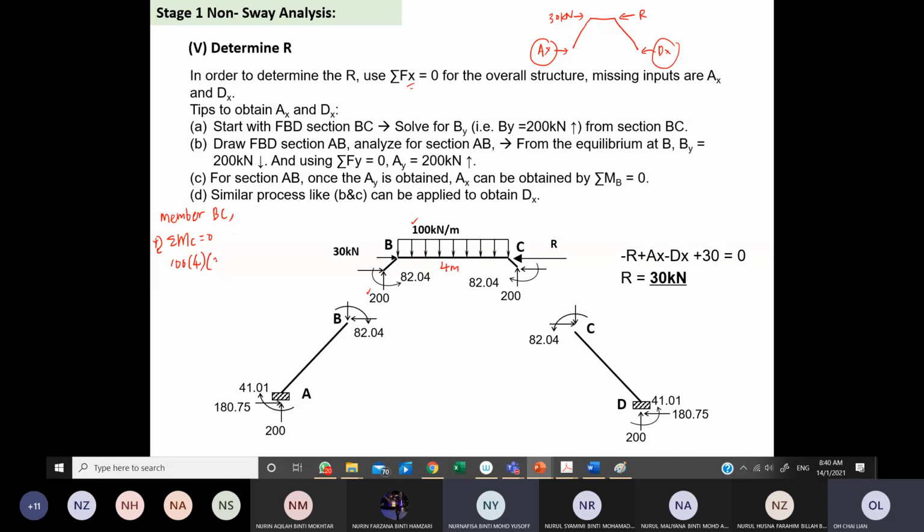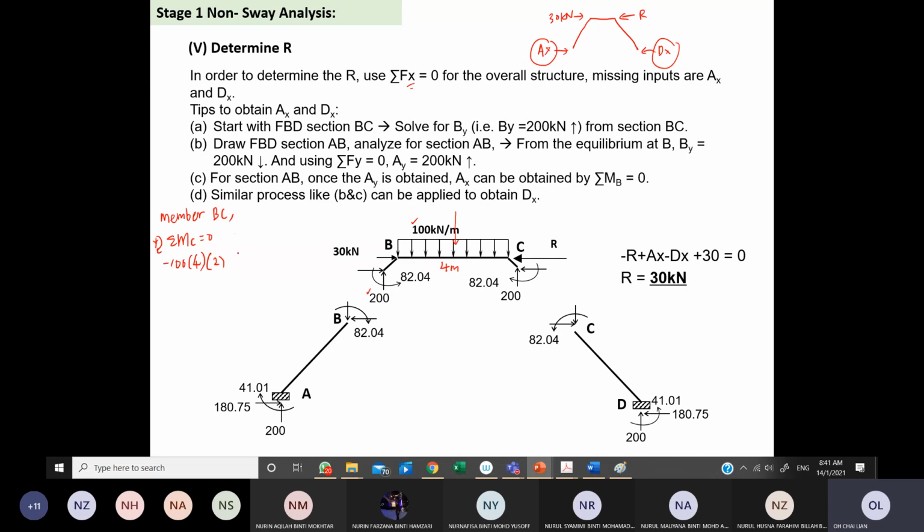2, correct. Okay, positive or negative for this? Positive? You'll be negative, right? Because we assume clockwise is positive, right? But this 100 kilonewton per meter acting to C is counterclockwise. So we have a negative 100 times 4 times 2.